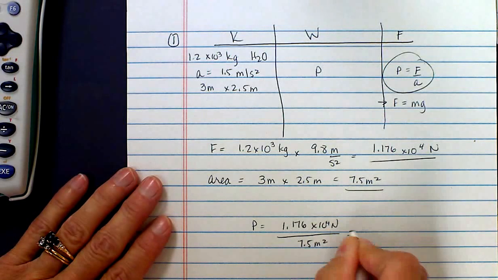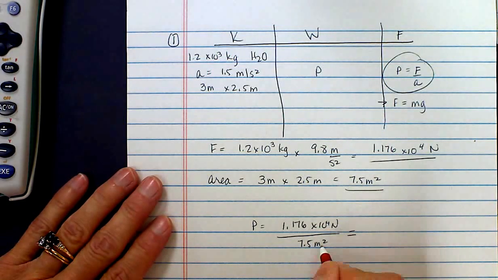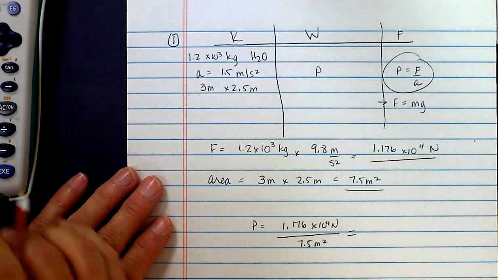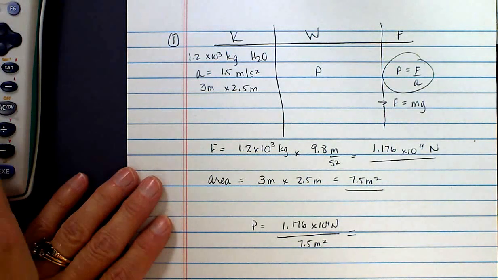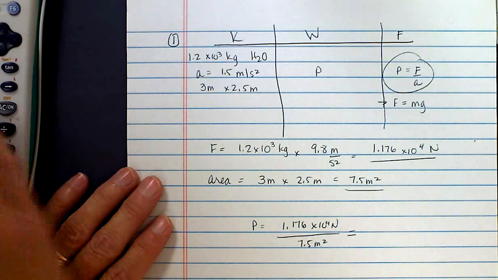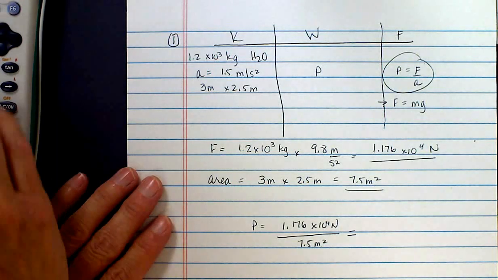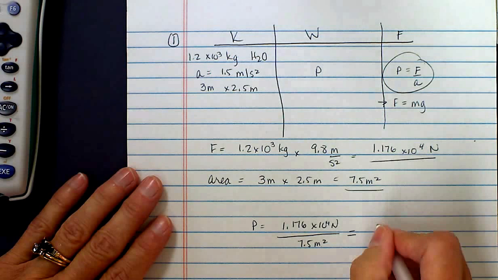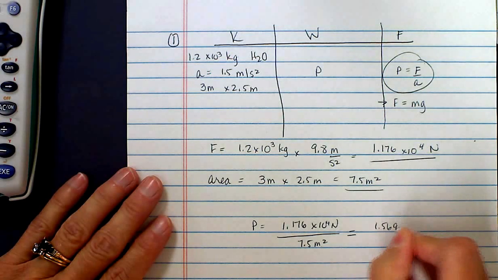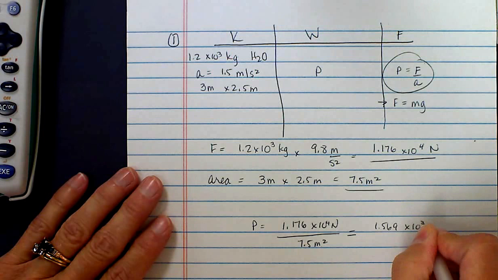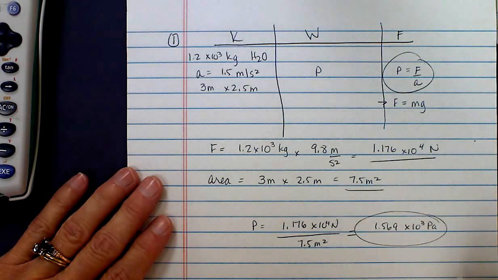I'm making sure my units are right. Newtons per meter squared, that's a Pascal. So I have 1.176 times 10 to the fourth divided by 7.5, and my answer is 1.569 times 10 to the third pascals. So that's how you do question number 1.